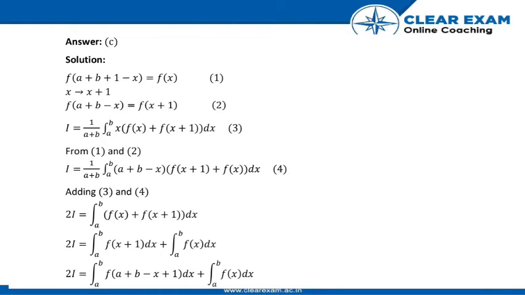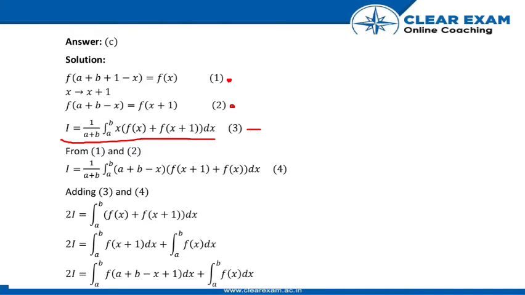So to find the answer, we have f(a + b + 1 - x) = f(x), which is equation 1. So we replace x by x + 1, so f(a + b - x) = f(x + 1) will be equation 2. So we take I equal to 1 upon (a + b) integration b to a of x [f(x) + f(x + 1)] dx, which will be equation 3.